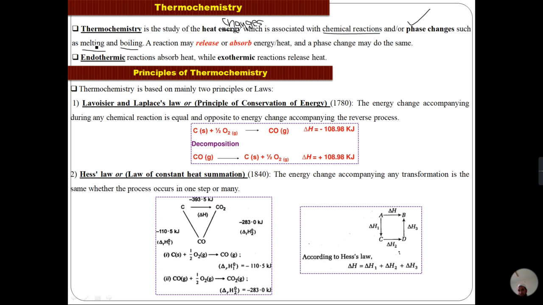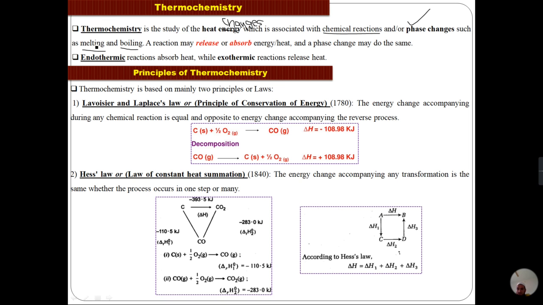Same is the case, for example, if you have a substance in the liquid form and you want to convert it into solid, so you have to remove the heat. That means this freezing process also results in the evolution or release of heat. So this is called a phase change, conversion of solid to liquid and liquid to gas and vice versa. In these phase changes also there is absorption or there is evolution of heat.